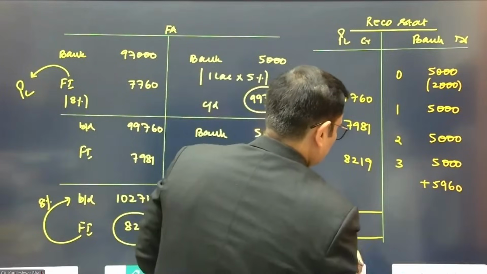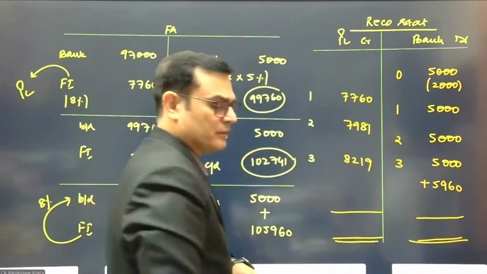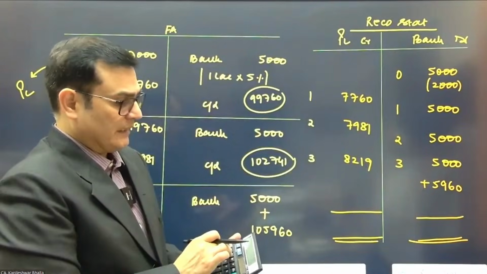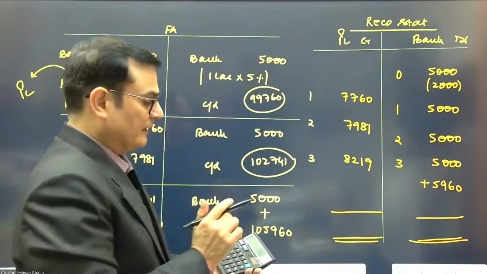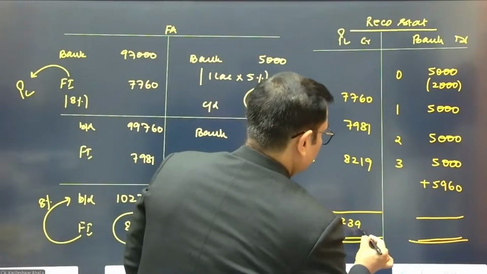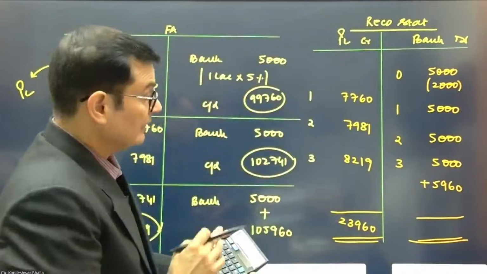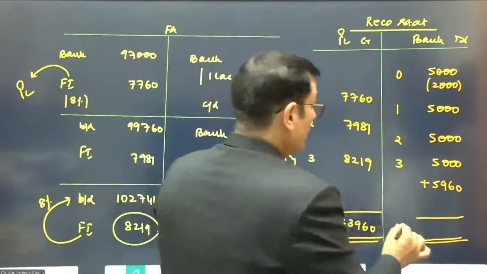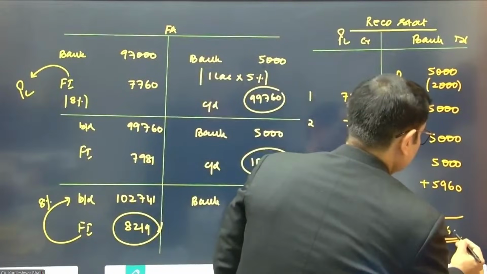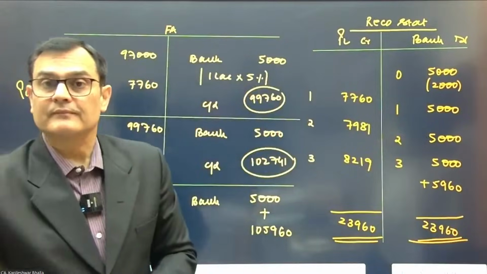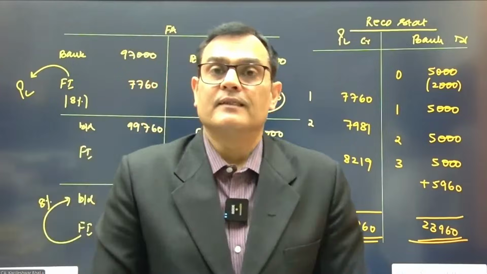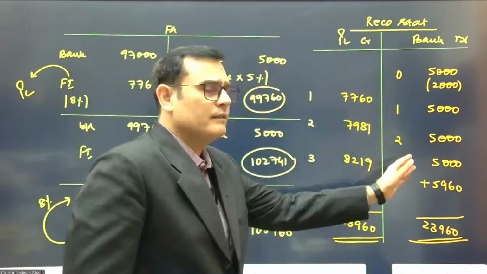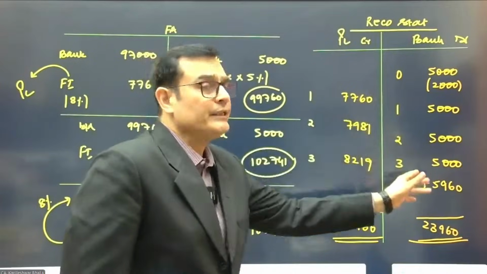So let's see, is the total of these two columns matching or not? 7,760, 7,981, 8,219 is coming to 23,960. And on the other side, 3 plus another 15 plus 5,960 is also coming to 23,960. And this gets matched. Which means that this is the way they've structured the deal.